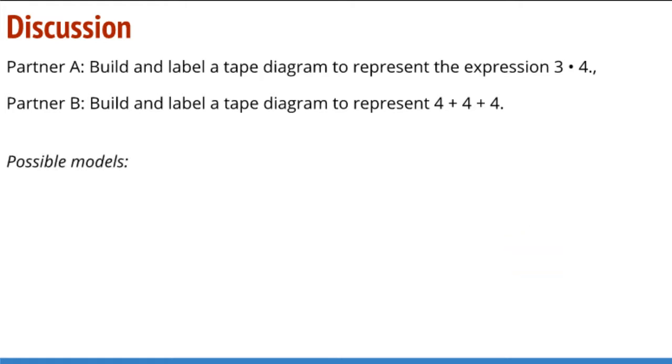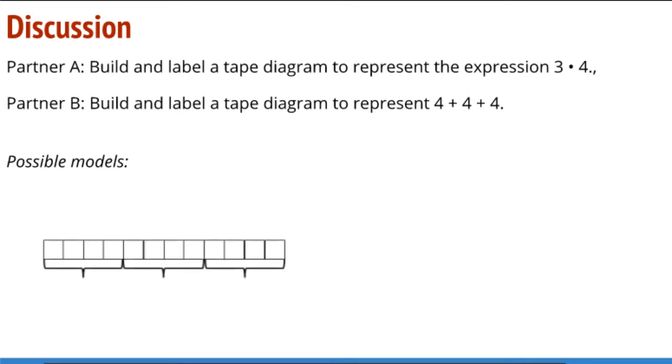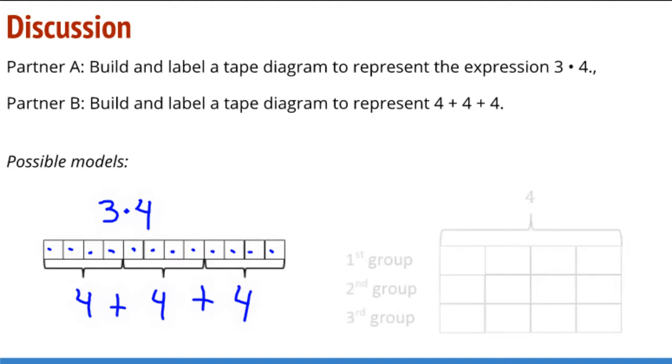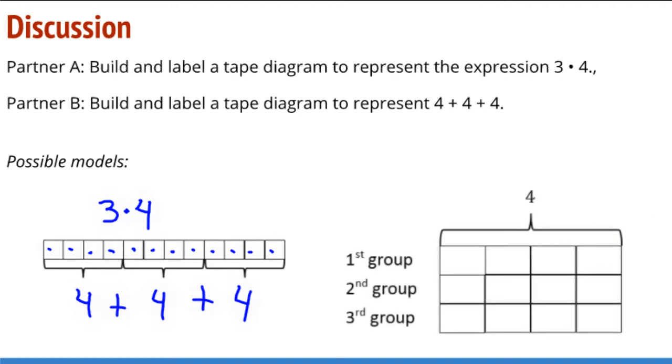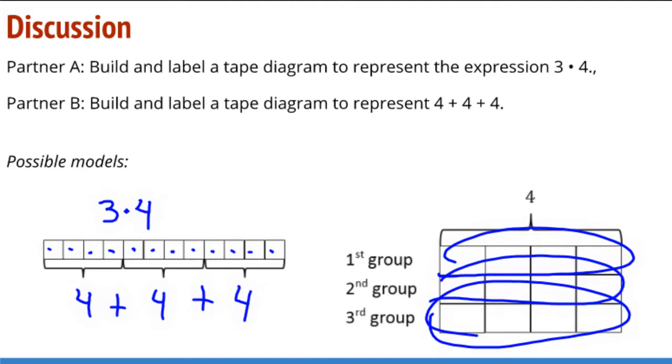And here are some possible models. So here we've got 1, 2, 3, 4, 1, 2, 3, 4, 1, 2, 3, 4, 3 of 4, or we've got 4 plus 4 plus 4. So just on that one model all by itself, I've got both expressions happening, but we could also represent the multiplication in an array form. So we've got 4, 4, and 4. Maybe books on a shelf. 4 books on one shelf, 4 books on another shelf, 4 books on another shelf.